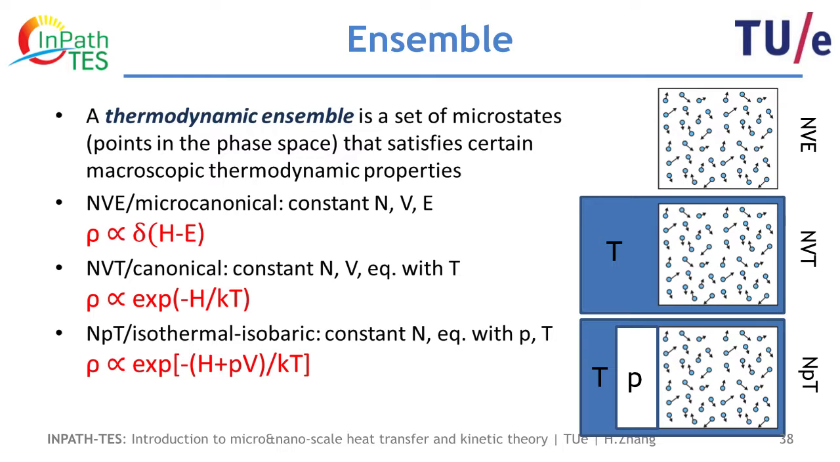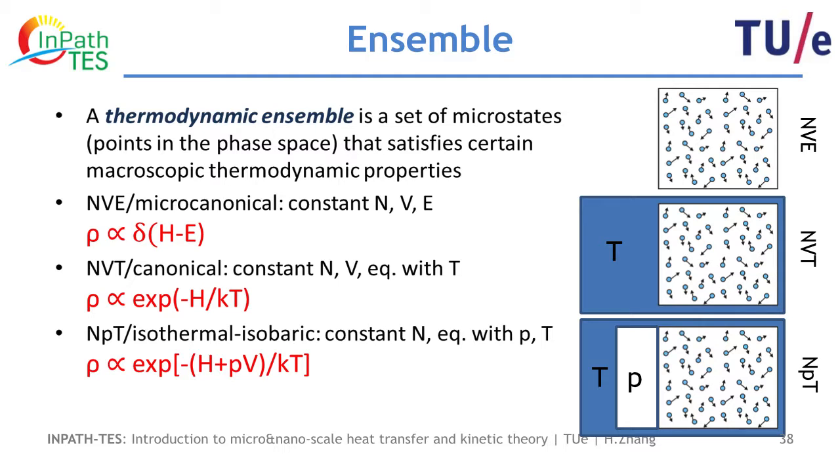In physics, a system with constant N, constant V, and constant E represents an adiabatic system, without any energy exchange with the rest of the universe. In this case, the phase space density is proportional to the Dirac delta function of H minus E, where H is the Hamiltonian and E is the macroscopic thermodynamic quantity that defines the ensemble.